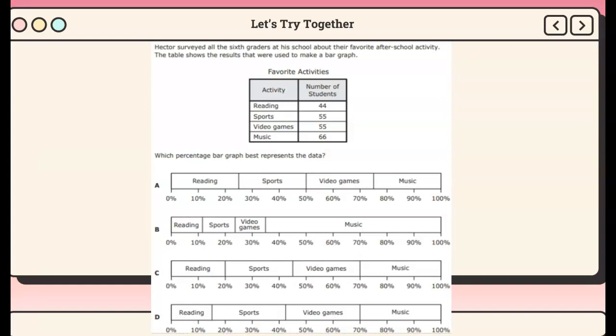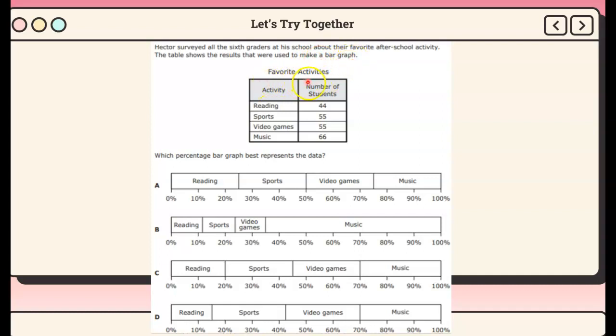All right. So here we have a question. This is going to be something similar that you might see on the STAR test. Okay, so let's take what we just learned about percent bar graphs and see how we could use this information to help us answer a question. Hector surveyed all the 6th graders at his school about their favorite after-school activity. The table shows the results that were used to make a bar graph.